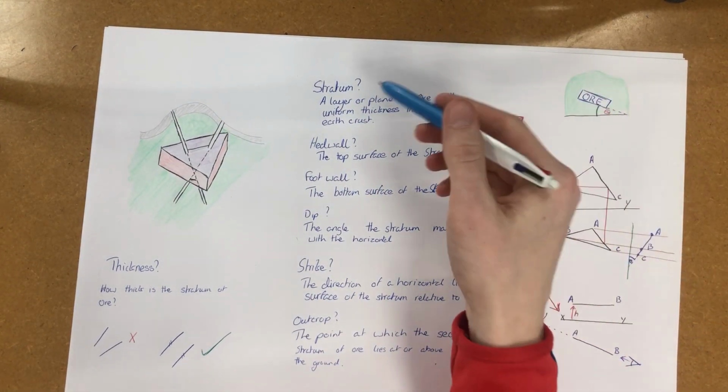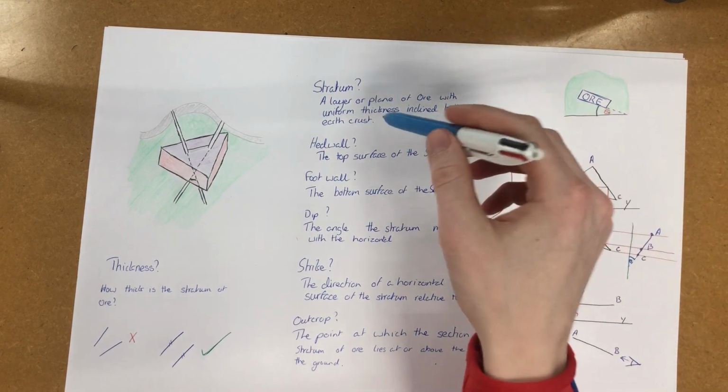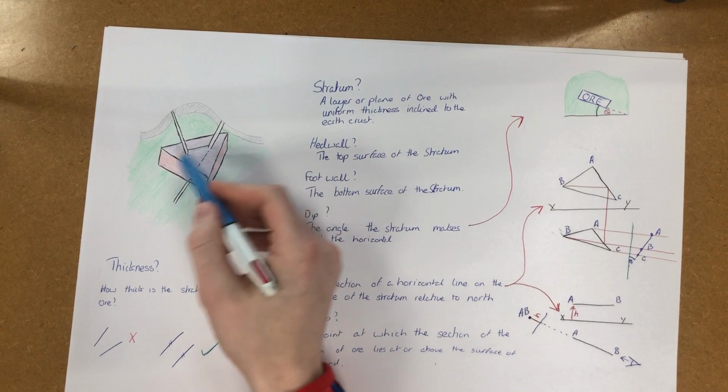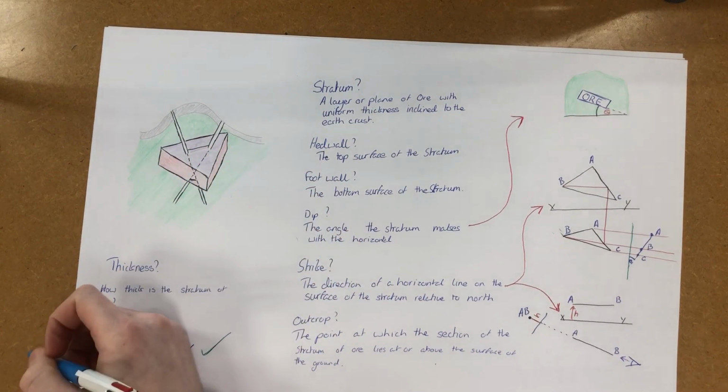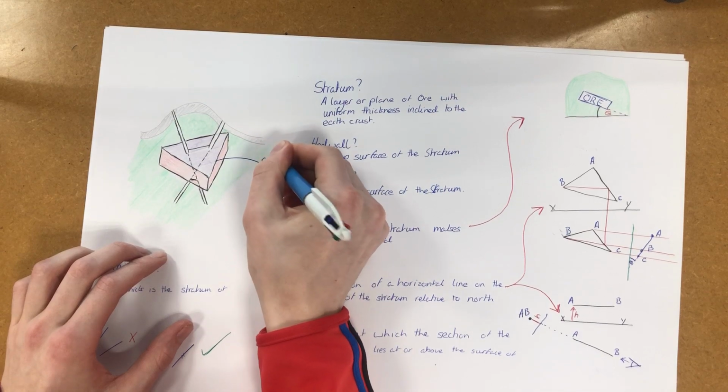Stratum. So stratum is a layer or plane of ore with uniform thickness inclined to the Earth's crust. So this would be our stratum here. This is our stratum of ore, the pink and purple. So we can label that there as our stratum.